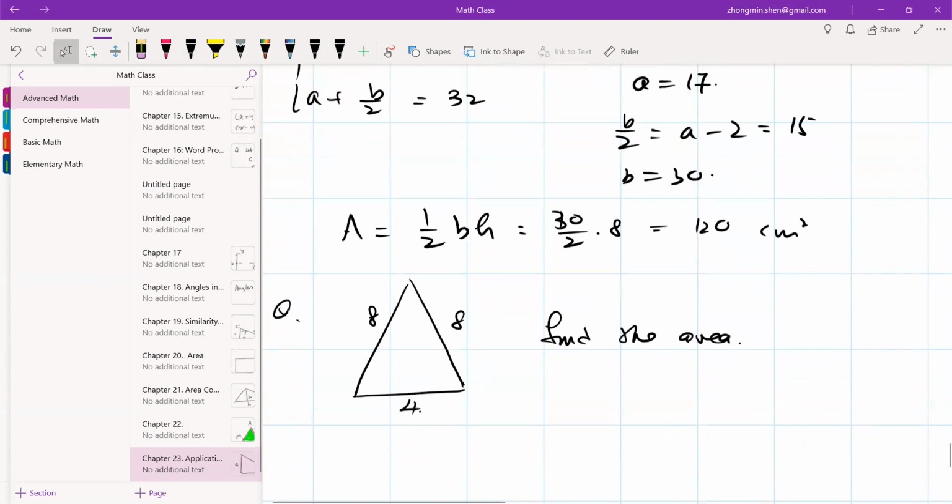Our next class will be about the relationship between triangles and circles. You should be able to do this type of problem quickly. Can you? Find the area. You have two different ways to find the area.